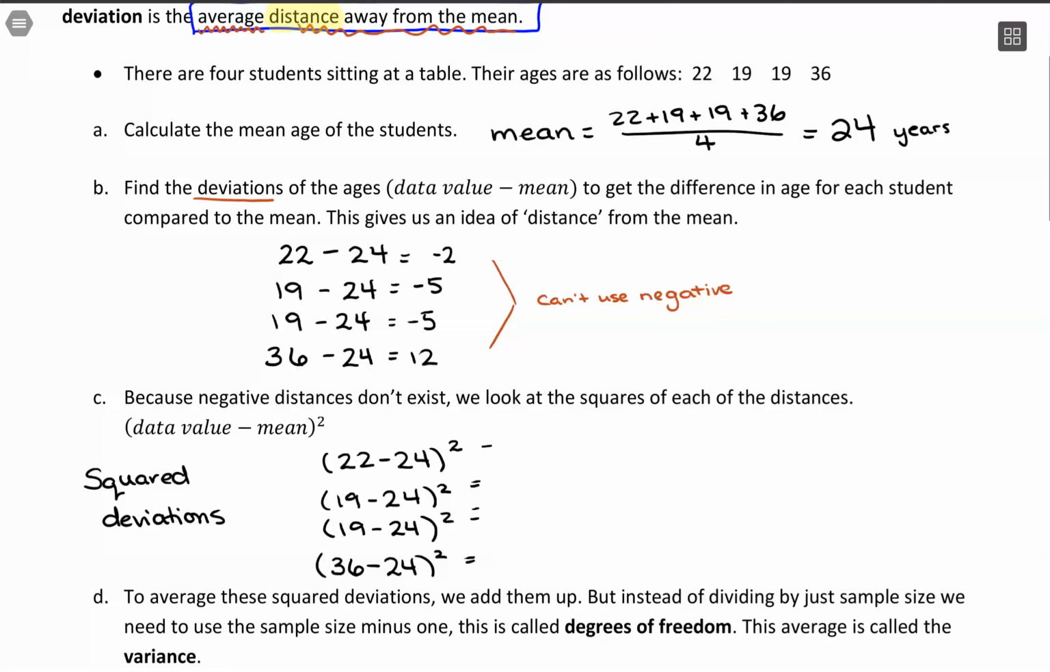So with that, we're getting 4, 25, 25, 144. So with this, it's essentially these squared distances that we're getting. We're going to make up for this later, but it's just a step we have to take in order to think about distance away from the mean. So what we end up with here is squared distances.